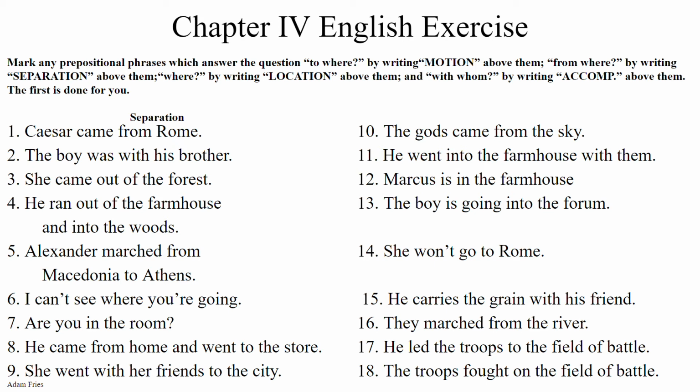9, she went with her friends to the city. She went with her friends above the prepositional phrase with her friends. Write accomp, the abbreviation for accompaniment. That's an ablative of accompaniment. Cum amicis, cum plus the ablative. And she went to the city, to the city. Another prepositional phrase showing motion, motion, to the city. So that would be an accusative, ad, ad plus the accusative.